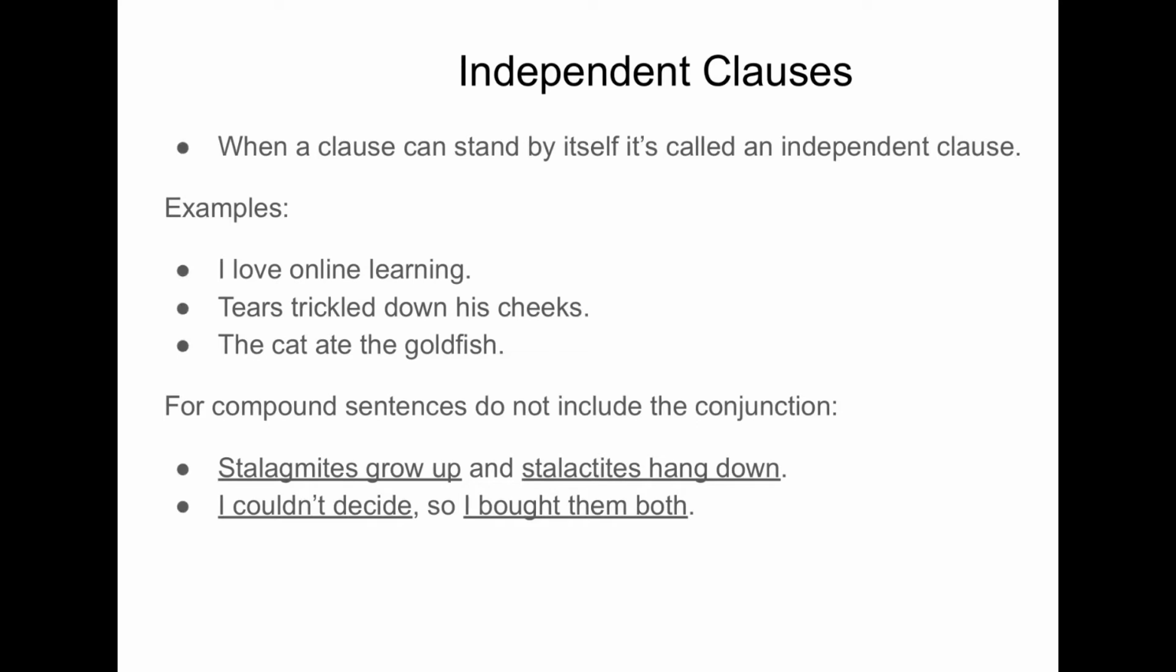For compound sentences, when you're putting more than one independent clause together, it's important to remember that the conjunction is not actually part of either independent clause. So we have stalagmites grow up, stalactites hang down, joined together by this conjunction. I couldn't decide, I bought them both, joined together by this conjunction. The underlined parts are the independent clauses, and later we'll cover rules on when you will need commas there and when not. Usually you do.